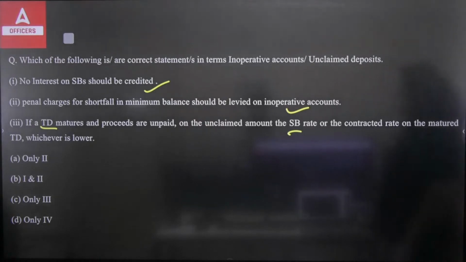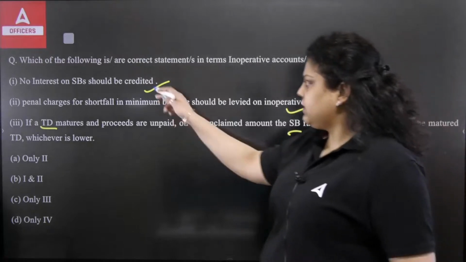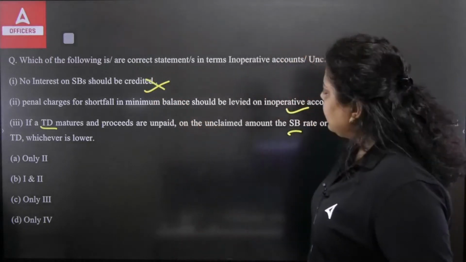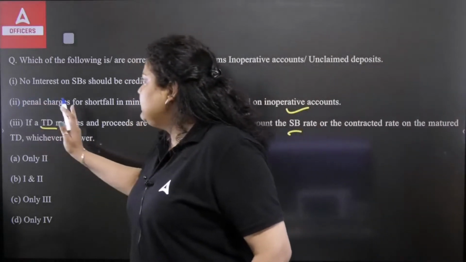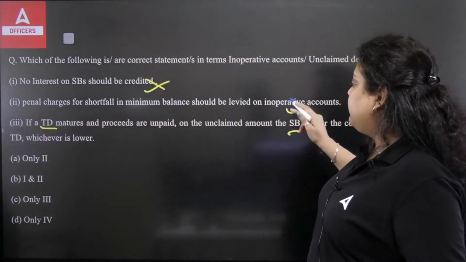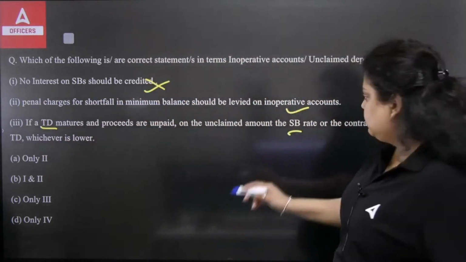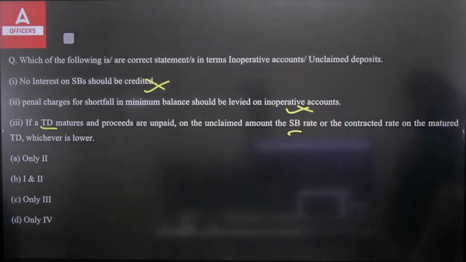So, no interest is paid on the savings bank deposit. No, you have to pay the interest. This is not correct. Second is saying that penal charges for the shortfall in minimum balance should be levied on inoperative accounts. No. The third one is saying if a term deposit matures and proceeds are unpaid, the customer didn't ask for a claim, then on the unclaimed amount, the savings bank rate or the contracted rate on the matured term deposit, whichever is lower, will be paid.